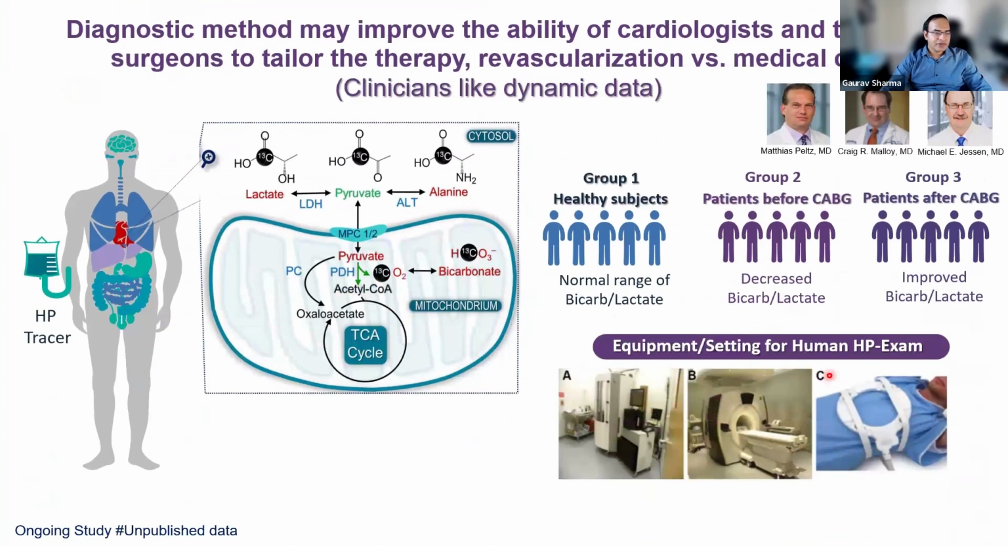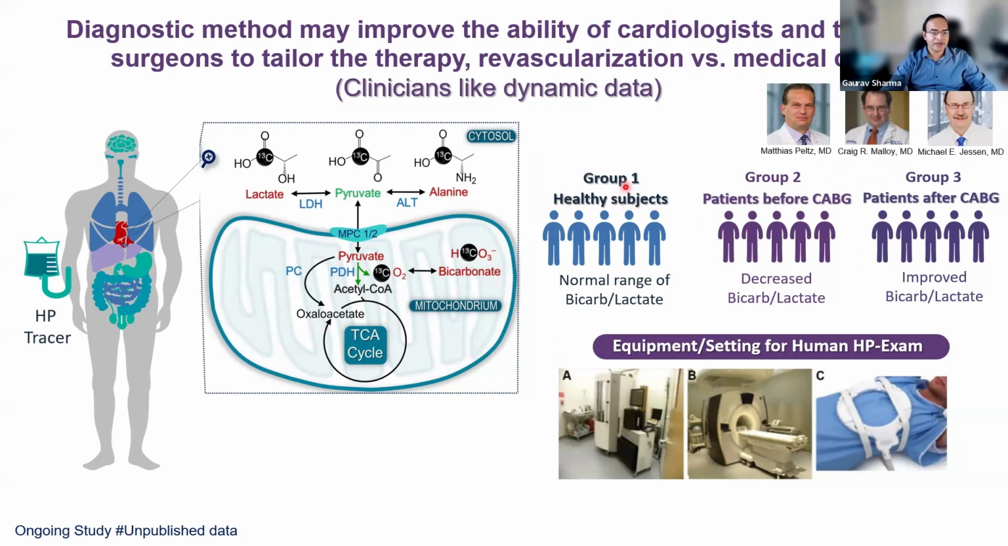So here is the grant, which was recently funded by the American Heart Association. What we are trying to do here is show the metabolism in the myocardium using the C1-labeled pyruvate as a probe. These are our clinical collaborators. Dr. Pels and Dr. Jason are the leading thoracic surgeons, and Craig Malloy is the leader in the field of hyperpolarized carbon 13 technology and the medical director of advanced imaging. He is also a cardiologist. And you see the three different groups.